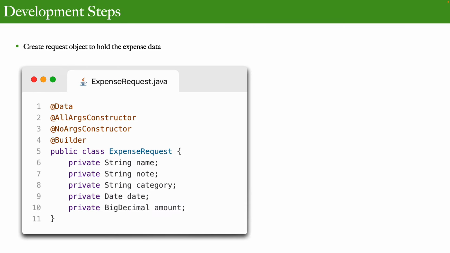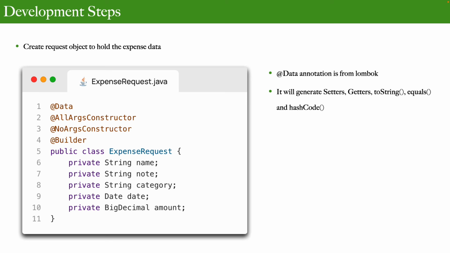The next step is to create the request object to hold the expense data. We will create the expense request Java class, and inside it we will add the fields name, note, category, date, and amount. This expense request will define the expense object, and we will add the annotations. The Data annotation is from Lombok. As I said before, Lombok is a Java library. Using this annotation, we don't have to generate the setters, getters, toString, equals, and hashCode methods. Just by adding this Data annotation, Lombok will automatically generate the setters, getters, toString, equals, and hashCode methods for us.